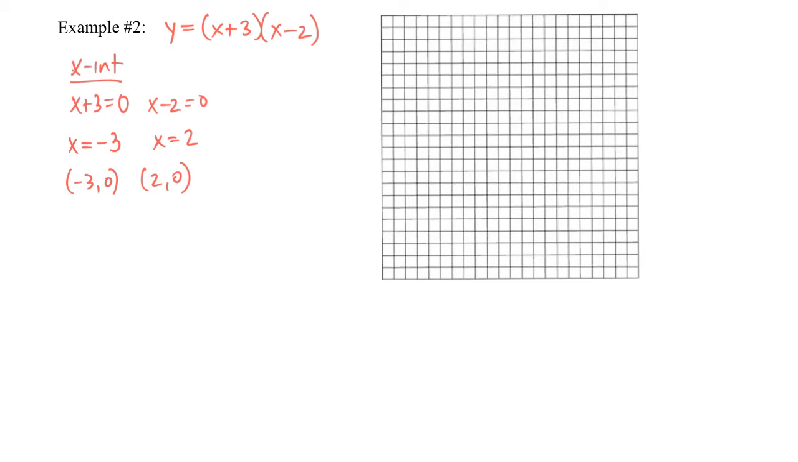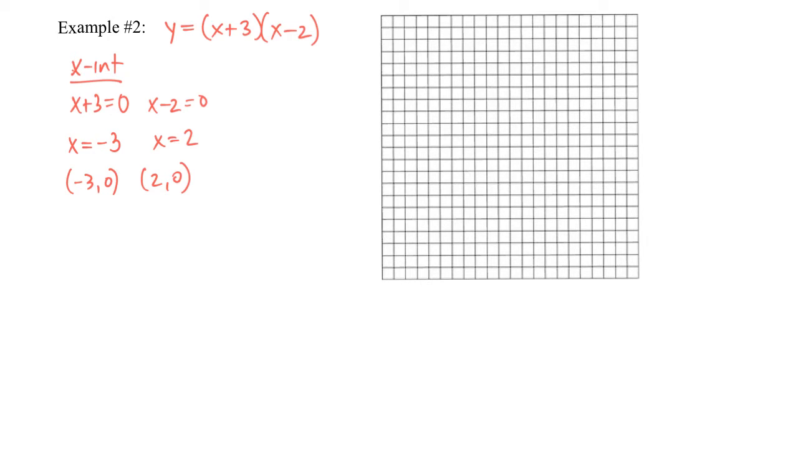Now, to find the vertex, which means I have to find the axis of symmetry, and to find my y-intercept, this form is not super helpful. I will tell you one thing. Here's a trick. So let's find the y-intercept first, and then I'm going to show you a trick to find the axis of symmetry and then find the vertex.